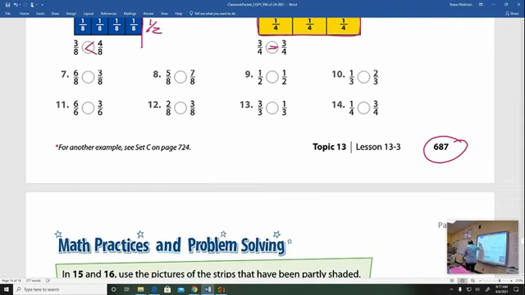Number 7, 6/8 and 3/8. Brewer, which one's greater? 6/8 is greater. Why is 6/8 greater? Well, 6 is a higher number than 3, isn't it? So in this case, because the denominators are the same, because we're talking about the same whole, the same number of parts that the whole is cut into, that means that 6/8 is greater than 3/8.